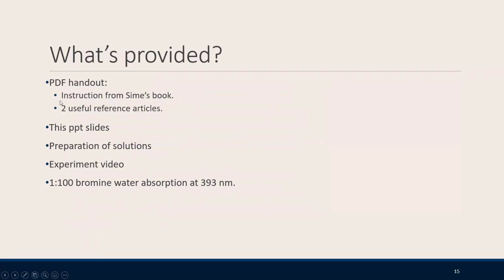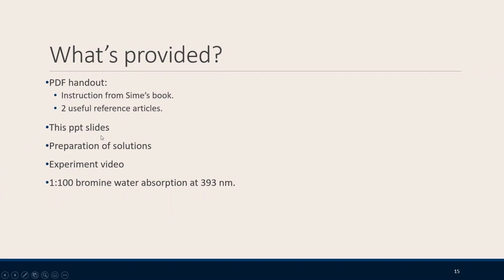Okay, and so on Canvas, there are instructions from the Physical Chemistry book. And I also provided 2 useful reference articles. You can use those 2 articles as your examples for writing up your experiment report. Make sure to read those articles. I think the way they organize data is really good. They don't put a lot of data into the body of a full report. They only use partial data, but that partial data makes the point.